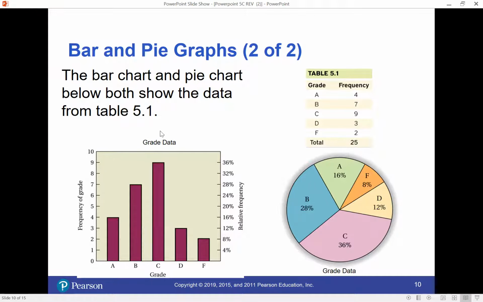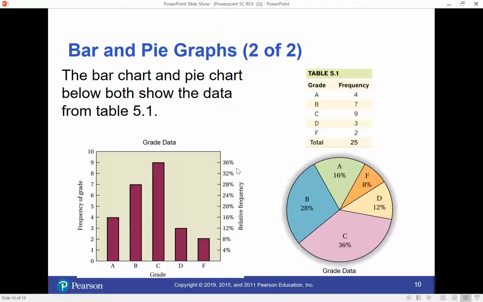And I want y'all to notice, oh, I don't know how to do a pointer on that. Okay, never mind. I want y'all to notice on the bottom is the grades, A, B, C, D, F. That's the categories they're listing. And on the left side, it's got it in terms of the frequency of the grade. So up here on this table 5.1, you see I had 4 A's. So if you find a column marked A, the top of its bar is as high as the 4 is on that scale.